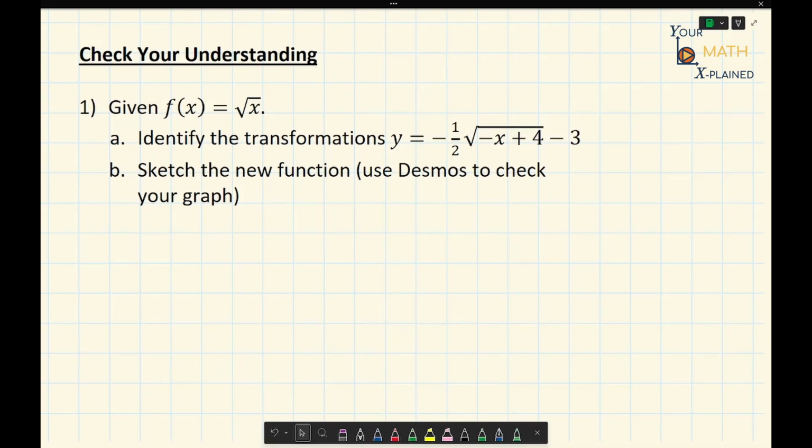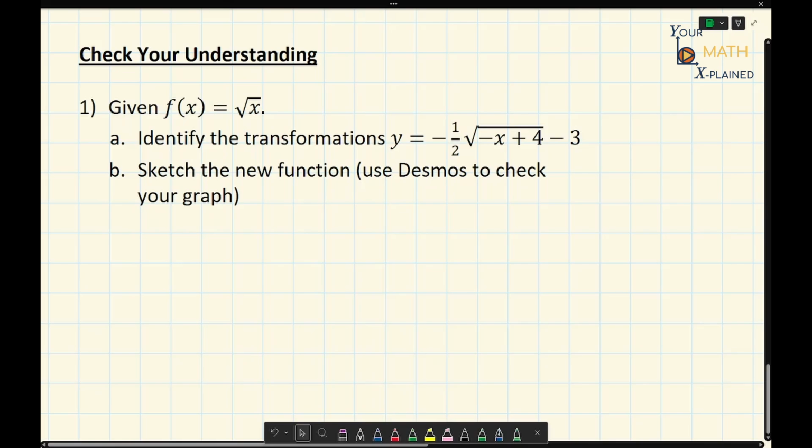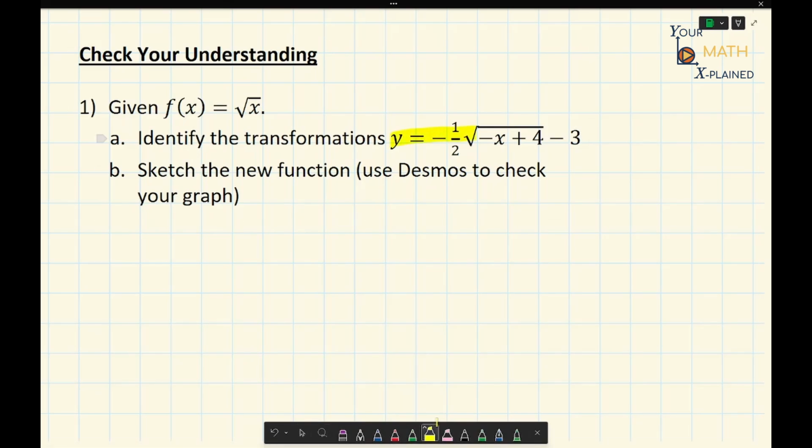So a quick recap of what we went through in this video. We went through function and coordinate transformations, as well as full equation replacements. We also learned how to graph relations like circles, which are not functions, using transformation rules, and how to do all of this without relying on a graphing calculator. And now it is your turn to give this a try. Given that we have our function f of x is equal to the square root of x, can you identify what transformations have happened if the resulting equation is this? And then sketch what the new function looks like, and you can use Desmos to check your graph.